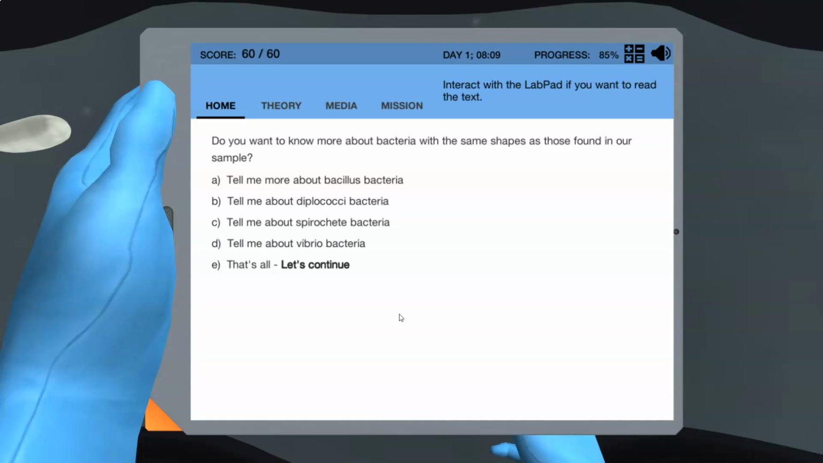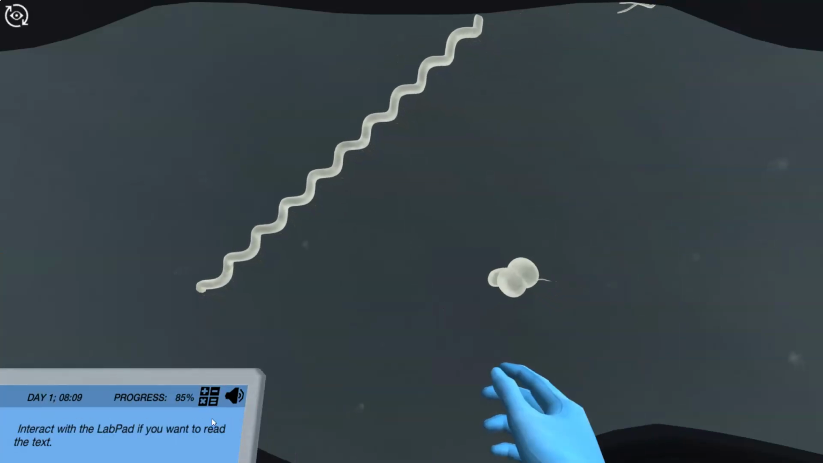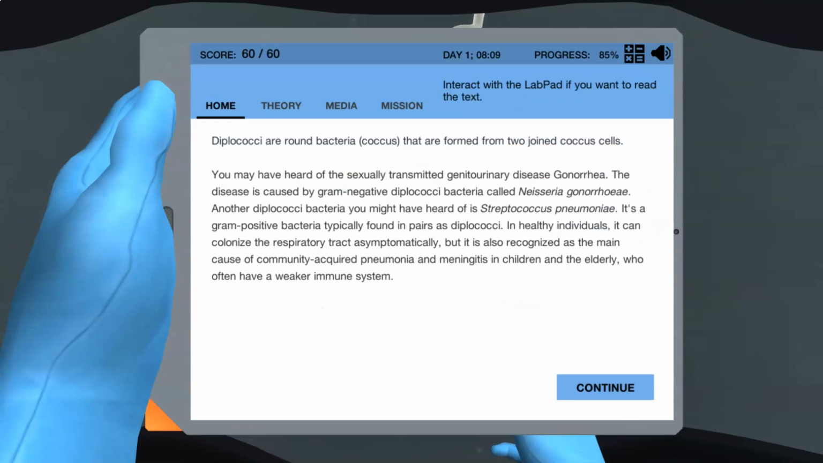Do you want to know more about bacteria with the same shapes as those found in our sample? Diplococci are round bacteria that are formed from two joined coccus cells. You may have heard of the sexually transmitted genitourinary disease gonorrhea. The disease is caused by gram-negative diplococci bacteria called Neisseria gonorrhoeae. Another diplococci bacteria you might have heard of is Streptococcus pneumoniae. It's a gram-positive bacteria typically found in pairs as diplococci. In healthy individuals, it can colonize the respiratory tract asymptomatically, but it is also recognized as the main cause of community-acquired pneumonia and meningitis in children and the elderly, who often have a weaker immune system.